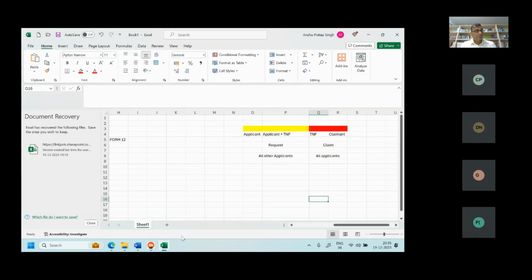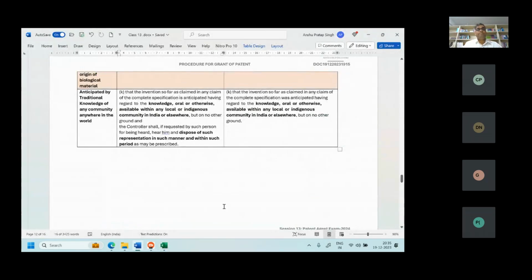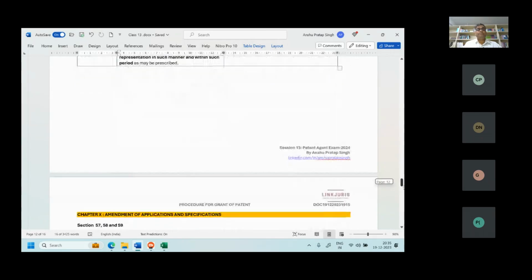Then 35 to 42, secrecy direction we have already discussed. Then 43 to 53, grant of patent and related rights we have already discussed and finished. Then patent of addition 54, 55, 56 we have done. Now we are on amendment of application 57 to 59. Let's go to that.